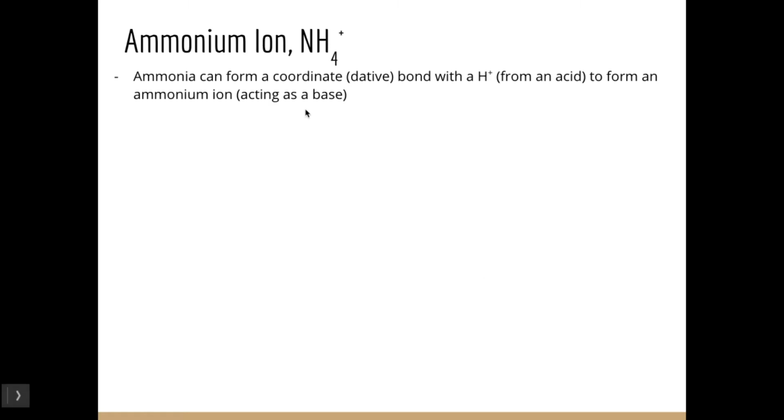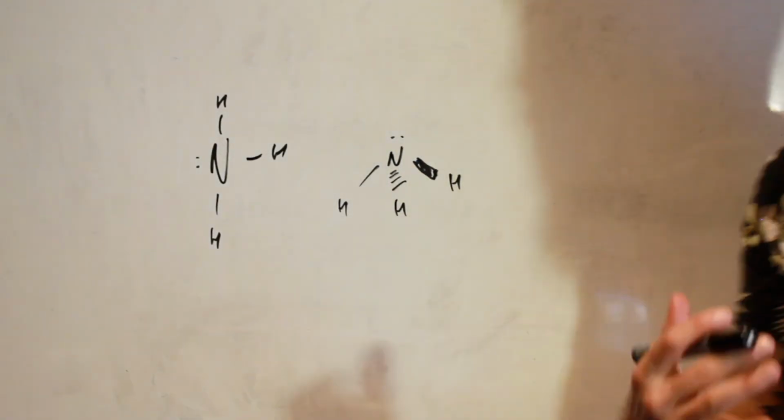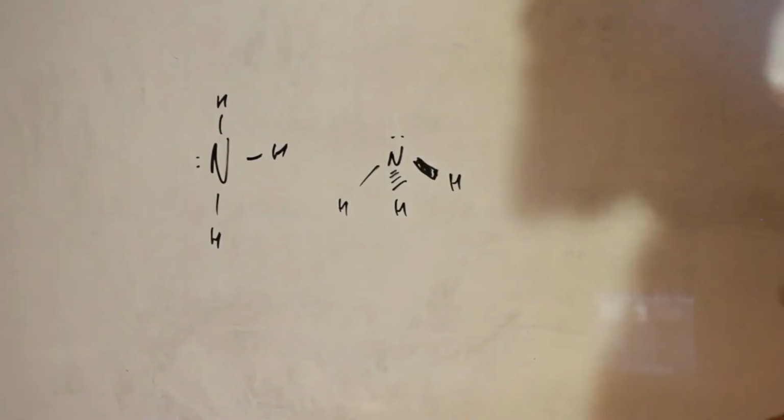Okay, let's look at the ammonium ion now. Ammonia can form a coordinate dative bond with a hydrogen from an acid. So if we've got an H plus, that is from an acid, acids are acting as our Bronsted-Lowry acids, they're proton donors. We can form an ammonium ion, which means if it's reacting with an acid, the ammonia will be acting as a base. It's also acting as a base because it is accepting a proton, and that's a Bronsted-Lowry definition of a base.